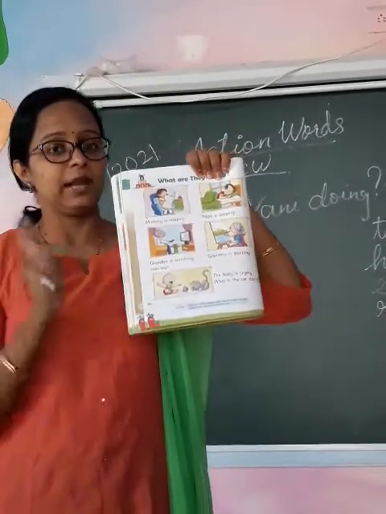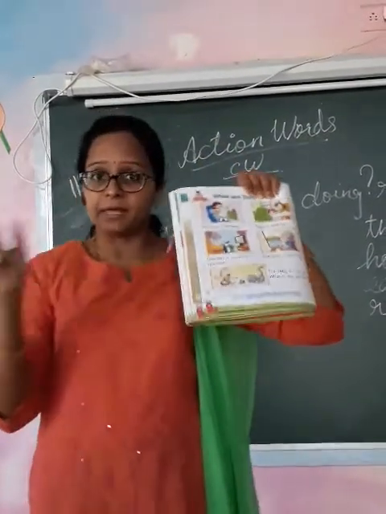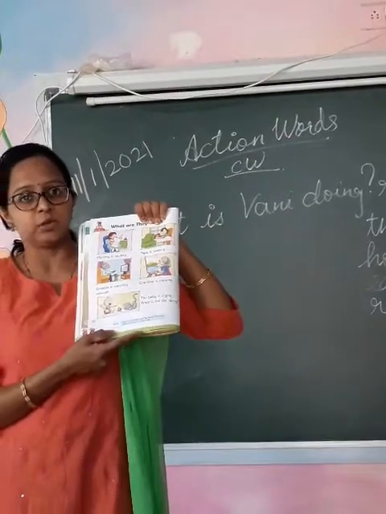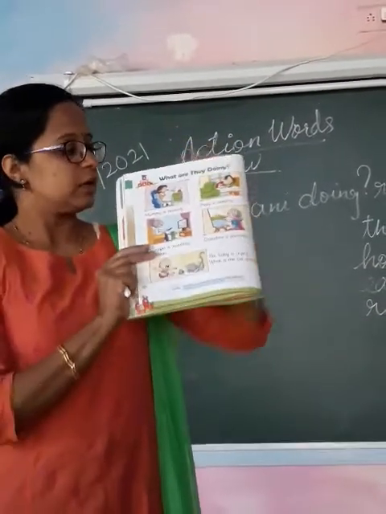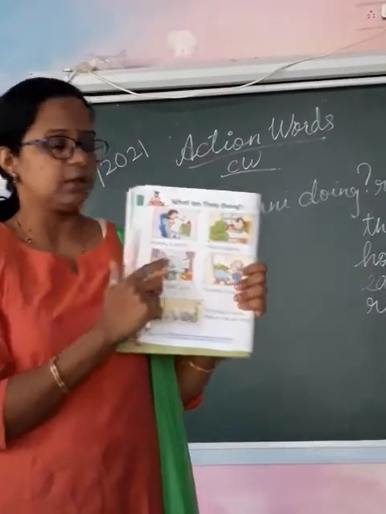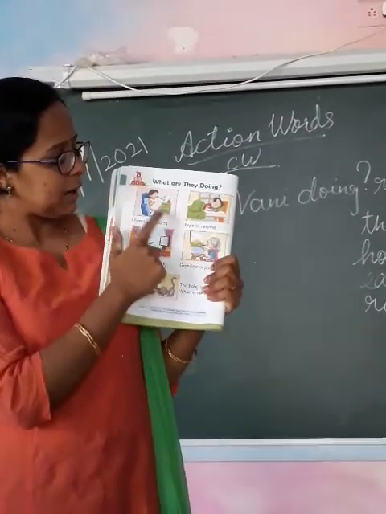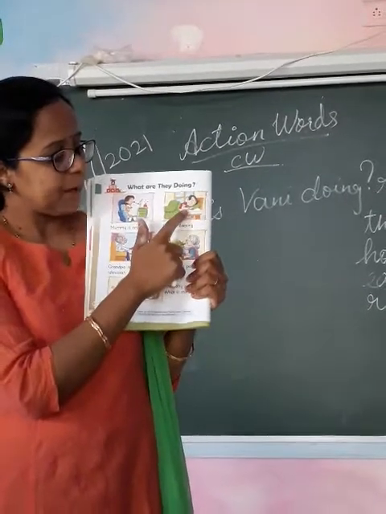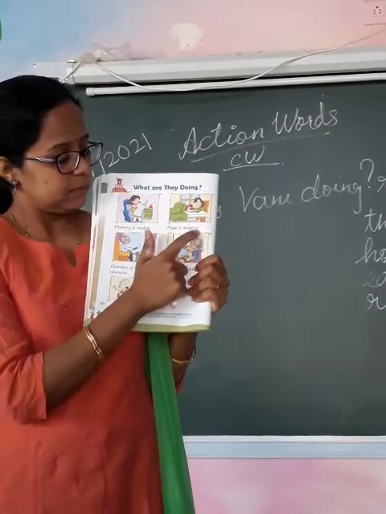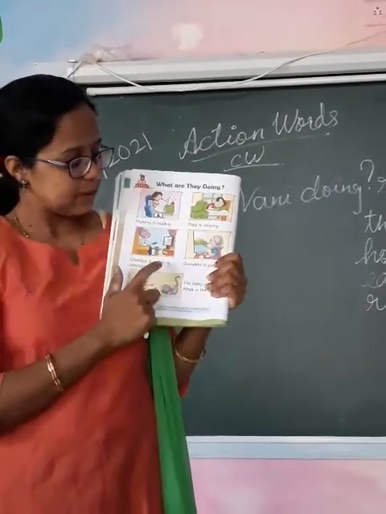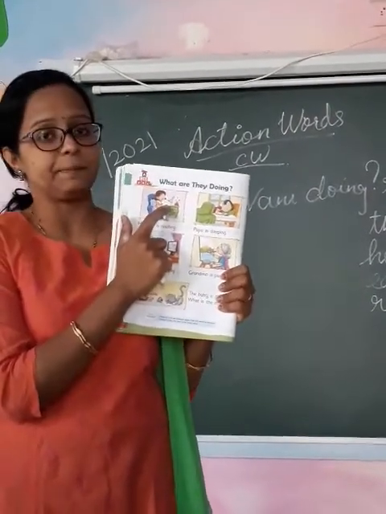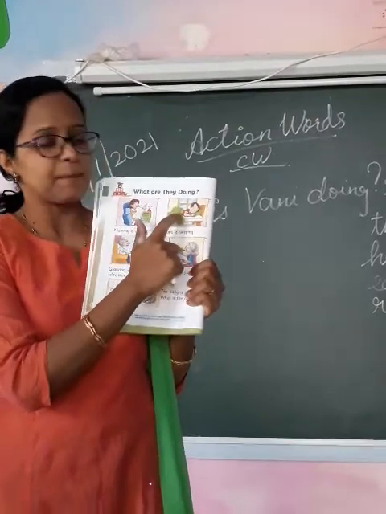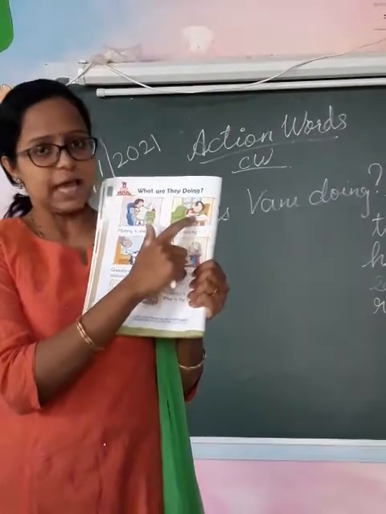Or when there are many boys and girls playing together or doing some work, you say they. Okay. So here, what are they doing? The first one is Mama is reading. Papa is sleeping. Reading, sleeping is an action word because from here in the picture you can understand Mama paper pad rahi hai. So reading. What is Papa doing? Sleeping. So sleeping is the action word.